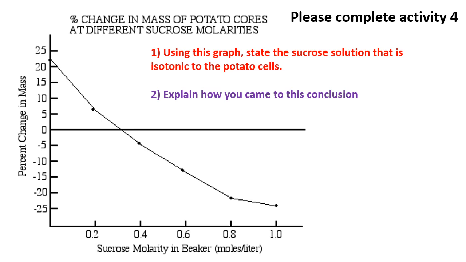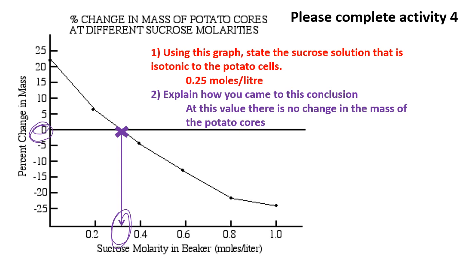Okay, please pause the video and complete activity 4. And this is all about graph skills. Okay, so the answers for this then. Question 1, using the graph, state the sucrose solution that is isotonic to the potato cells. So we should hopefully have noticed that there is no percentage change in mass when the sucrose solution is 0.25. How did we come to this conclusion? Well, at this value, there's no percentage change in mass of the potato cores.